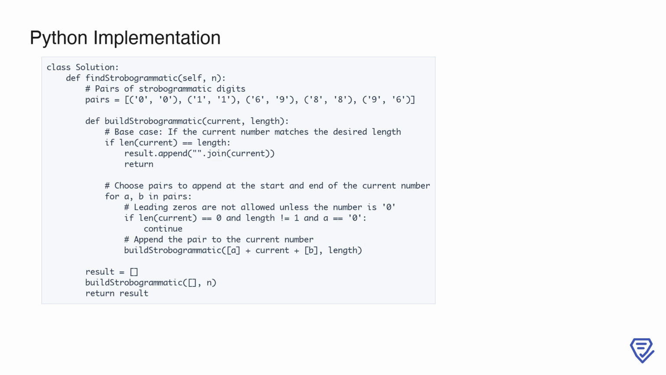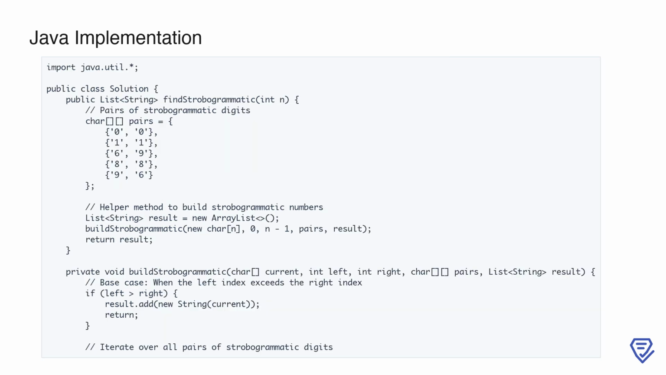This approach ensures correctness by systematically exploring all possible combinations of strobogrammatic digits while adhering to the constraints. It efficiently generates the results without unnecessary computations or invalid numbers. Here, we start the implementation by defining a method called findStrobogrammatic that takes an integer n as input, representing the desired length of strobogrammatic numbers.